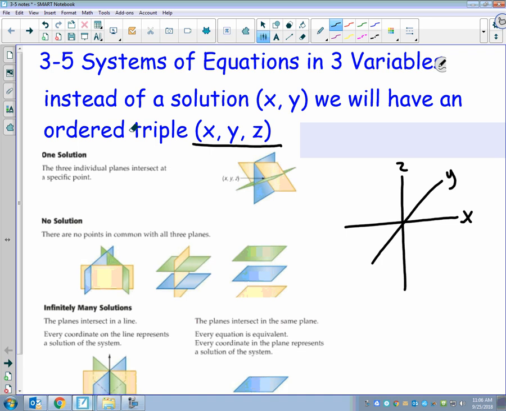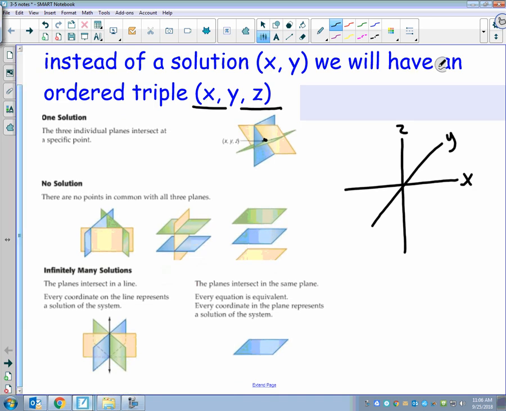But basically, you can have the same kind of solutions as when we graph in 2 dimensions. One solution is if 3 planes intersect in exactly 1 point. No solution would be, there's 3 different options. One, they could be parallel planes, but also maybe 2 of them intersect, but all 3 don't intersect at the same point, so those are all no solution. And then infinitely many solutions would be if they intersect in a line. So if all 3 intersect in a line, that's infinitely many solutions, or if they're all the same plane, then there'd be infinitely many.